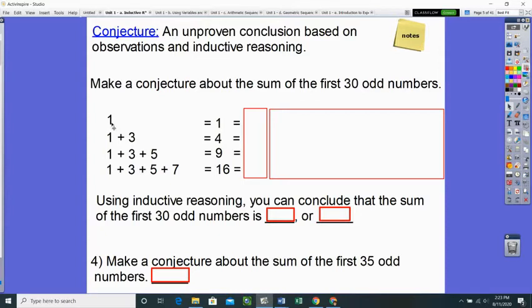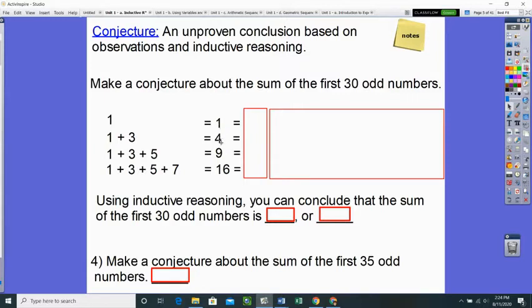So adding just one odd number would be 1. Adding the first two odd numbers would be 1 plus 3, which is 4. And I do 1 plus 3 plus 5 and 1 plus 3 plus 5 plus 7. And I'm creating, you'll notice, a sequence here from 1 to 4 to 9 to 16, like we just did on the previous page.